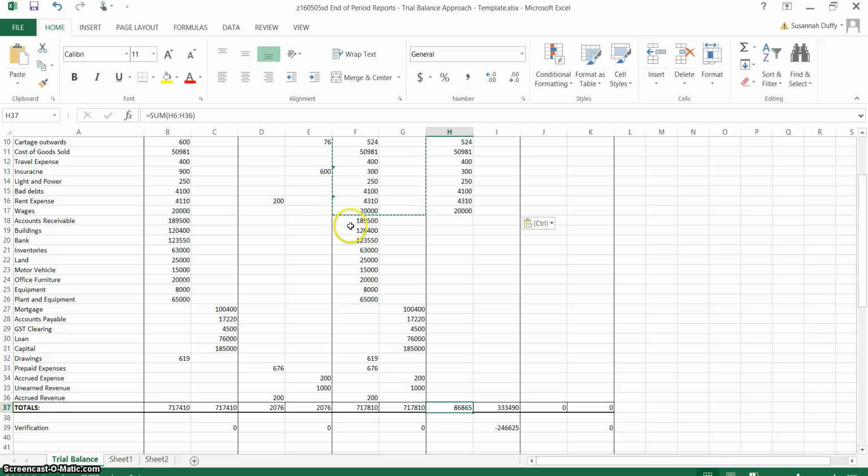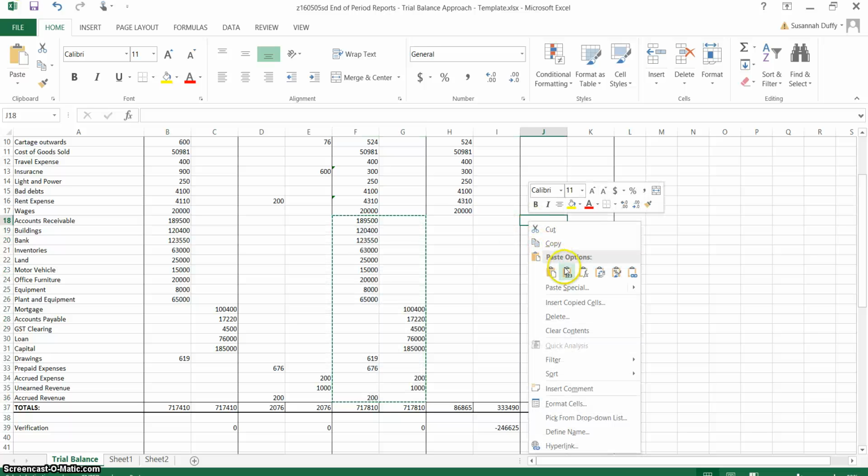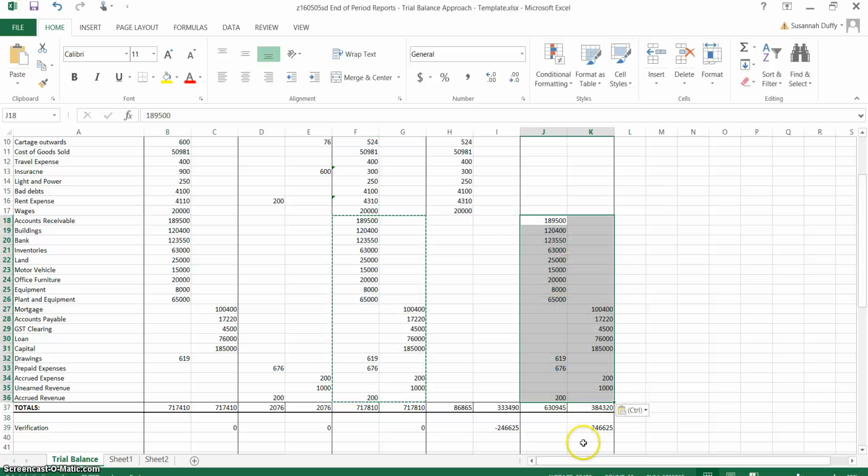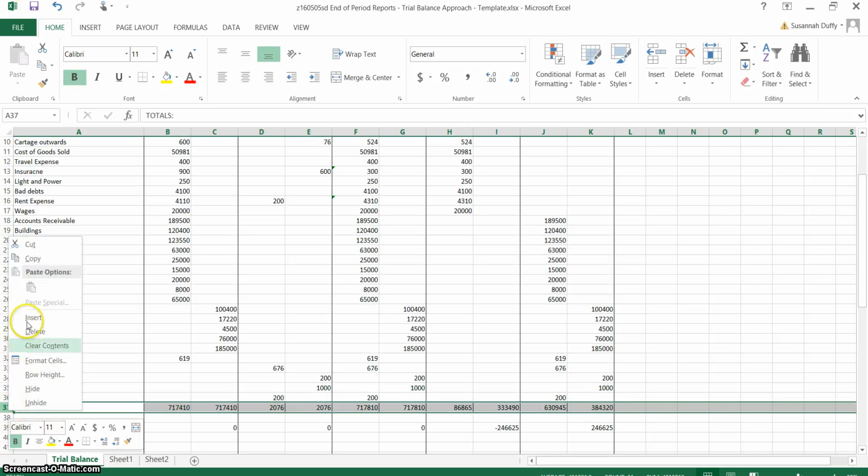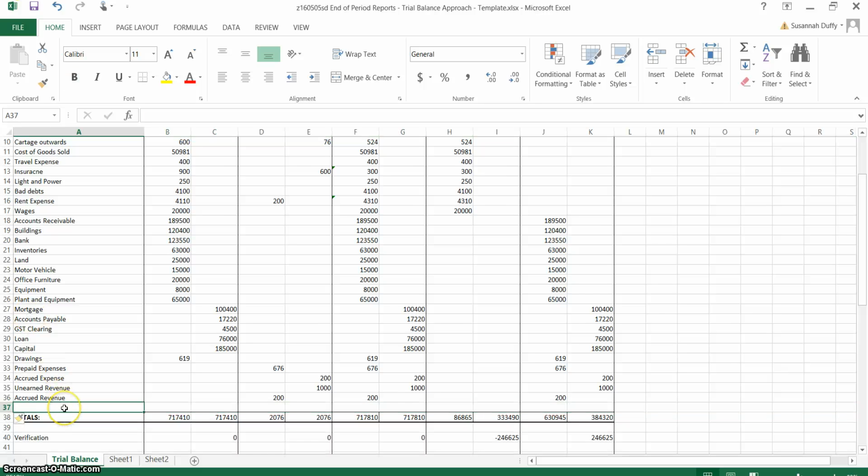So same thing with the balance sheet. If I select all of these, I press Control C, and then right click to paste and just paste the values. There it is there. See how they're out by the same amount? One's positive, one's negative. We're going to balance those off by including another line called profit and loss. It should say profit and or loss, but we'll just stick with that.